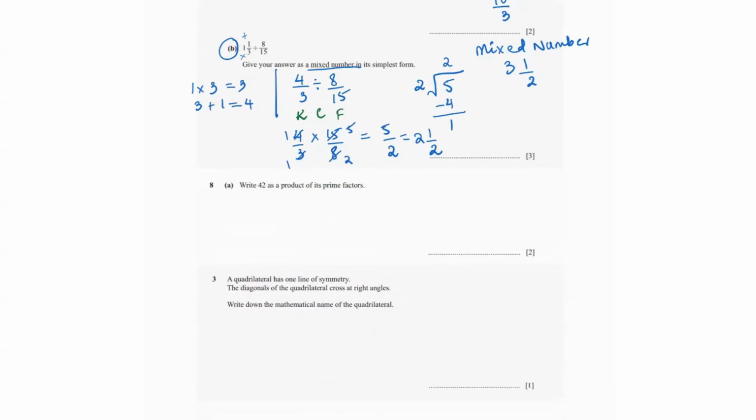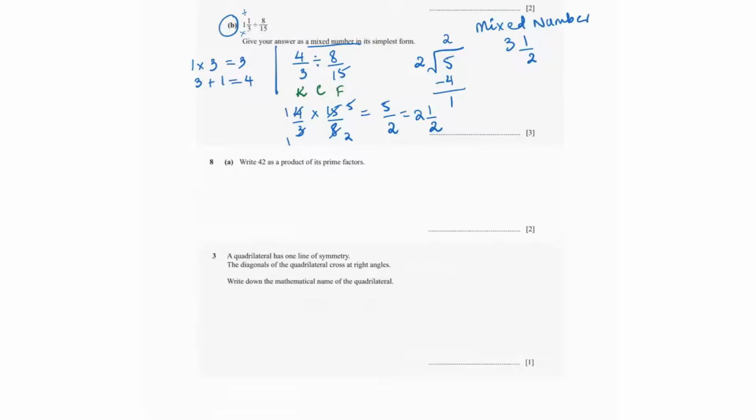Then we've already talked about product of prime factors. You prime factorize 42, and then you write down the answer as a product of its prime factors. So 42 is 7 times 6. 7 is a prime number, so we cannot break this down. 6 is 3 times 2. 3 and 2 are prime numbers, so we cannot break these down. So 42 is 7 times 3 times 2. You need to know that the smallest prime number is 2, not 1. If you make the mistake of breaking 2 or 3 down, you're not going to get full marks. So you need to make sure that 2 is included in the prime numbers.